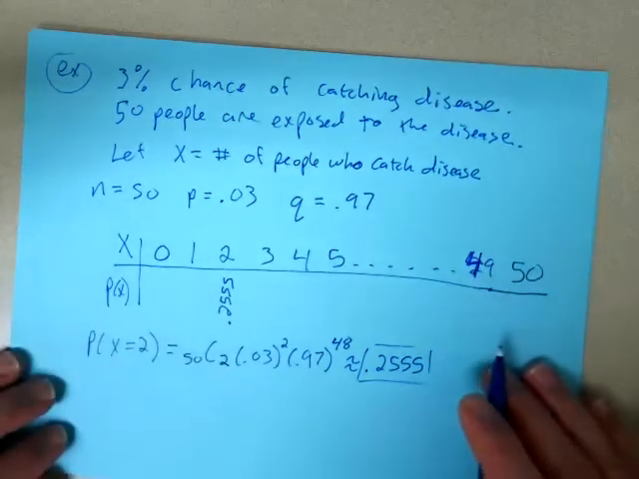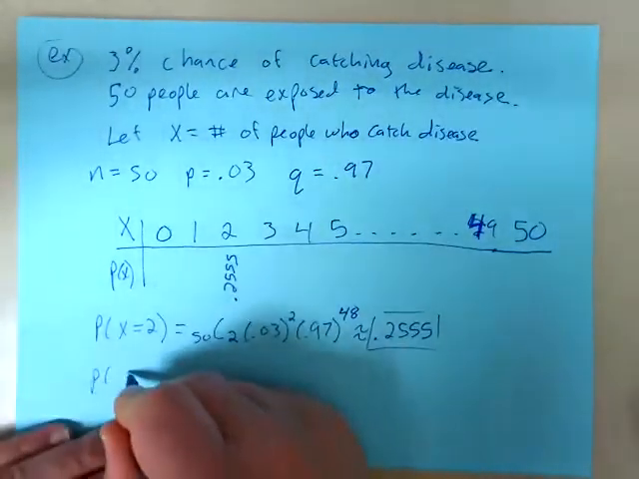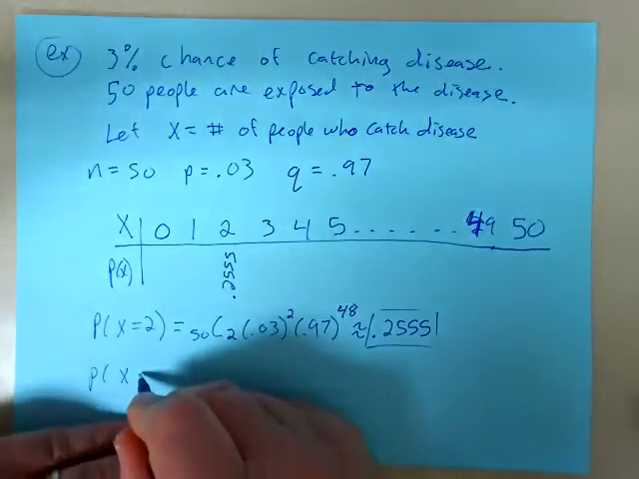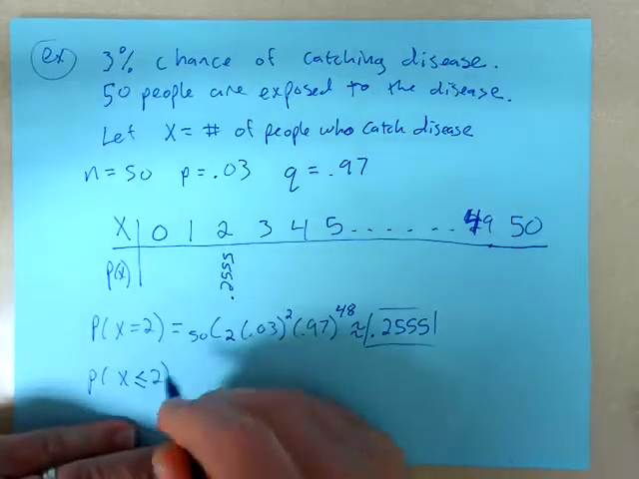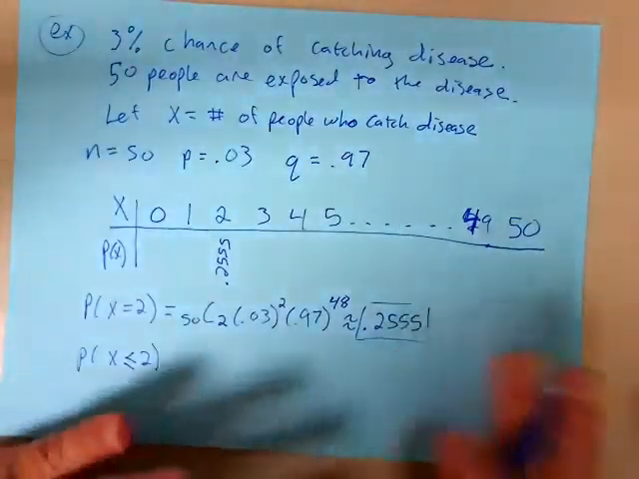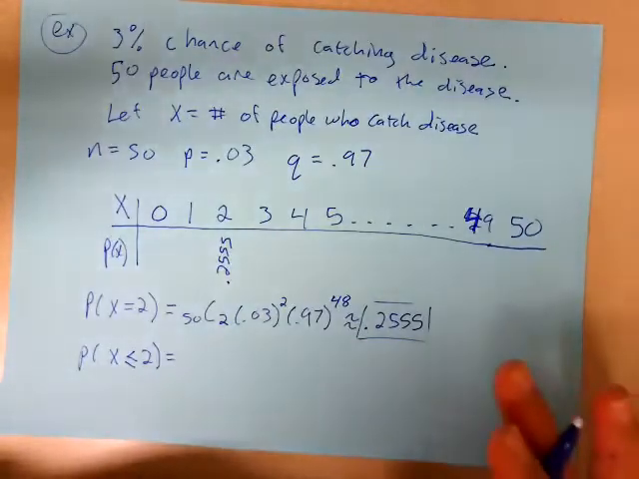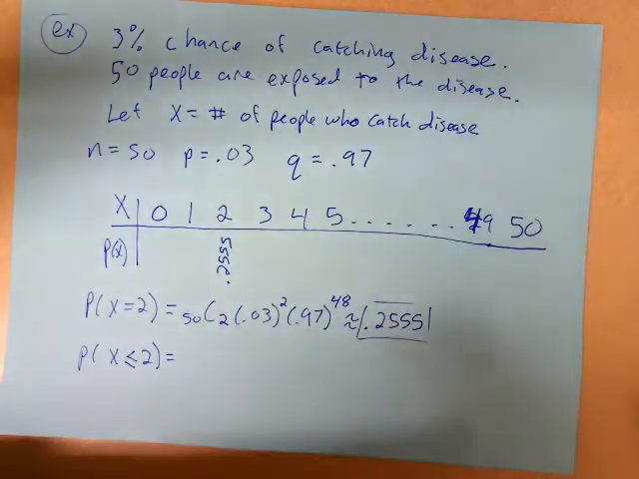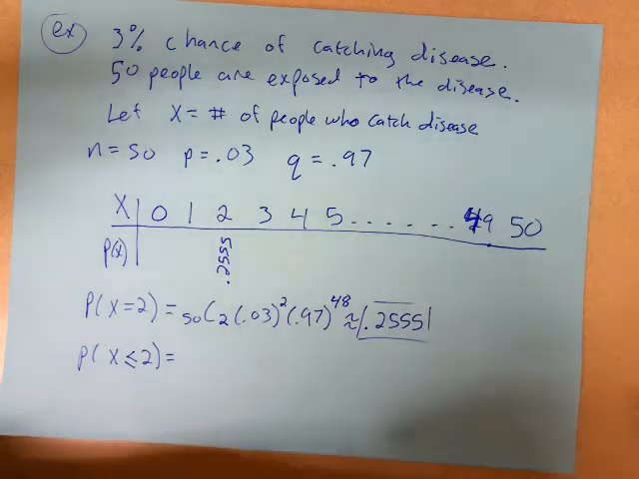Okay, but let's say I want to find the probability that x is less than or equal to 2. That no more than 2 people catch the disease. And more likely, that's what we're interested in. Not that exactly 2 people catch the disease, but we might want to know, what's the probability that there's not going to be any more than 2 catch the disease.